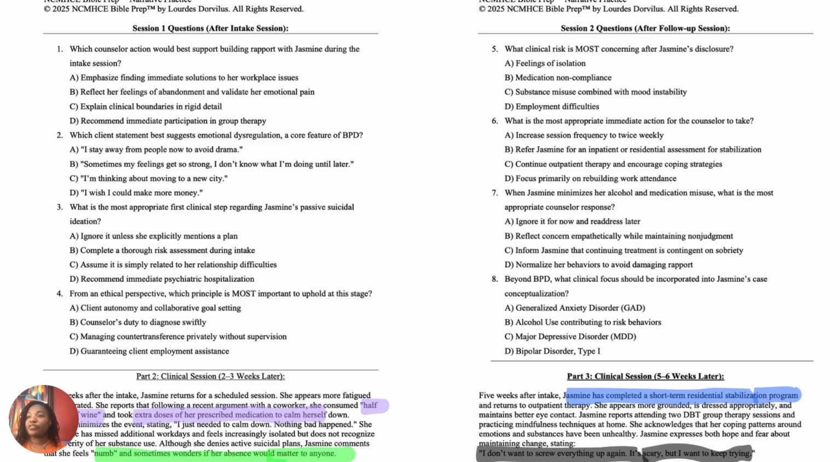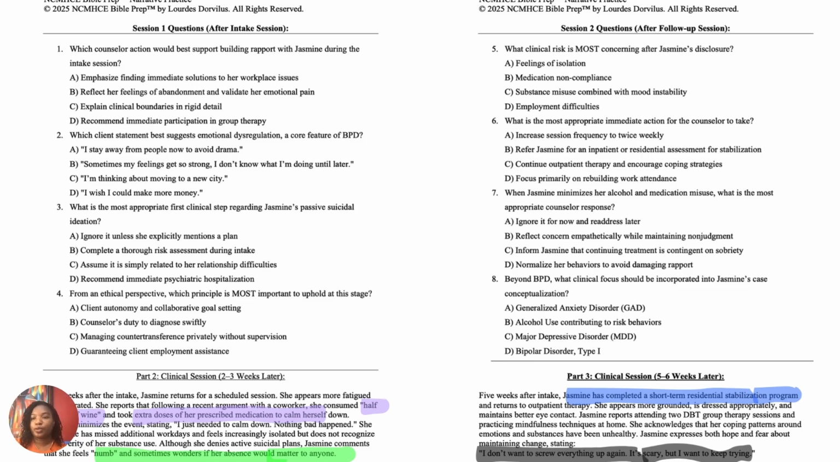Okay? B, reflect her feelings of abandonment and validate her emotional pain. That's the correct answer because in the earlier sessions, especially with clients who have borderline traits, validation is key. Reflecting her emotional pain helps build trust and shows empathy. The other options are too directive, rigid, and premature at the intake stage. The intake stage is all about building rapport. If you don't build rapport, you strain the relationship with your client. C, explain clinical boundaries in rigorous detail and recommend immediate participation in group therapy. Again, it's all about building client rapport.